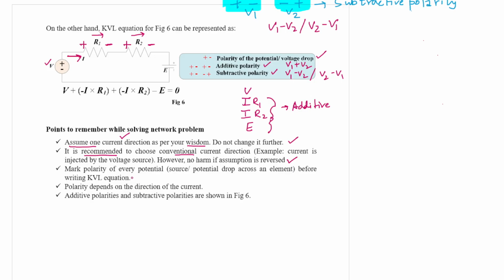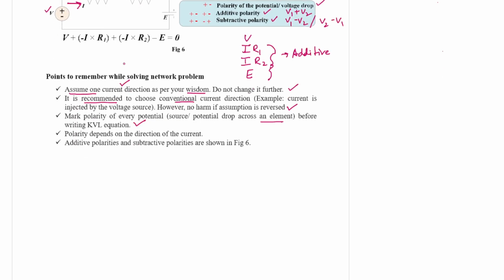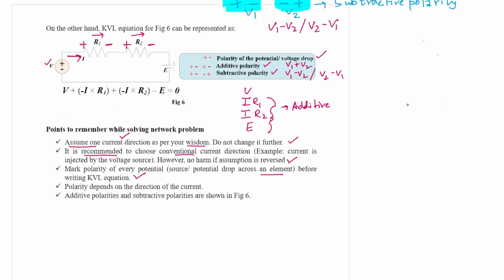So marking polarity is very important. Mark the polarity of every potential, whether it is a source or a potential drop across an element, before writing the KVL equation. If you follow these protocols, there is a very low probability of making mistakes. So how does this polarity come? Because it is totally dependent on the direction of the current as per your assumption.